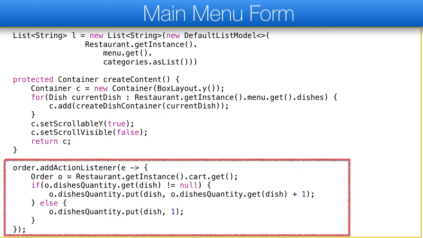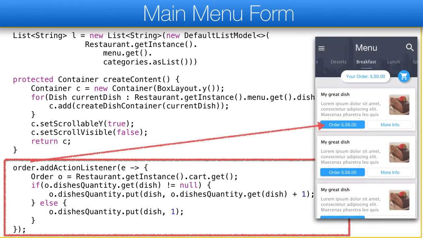The final part is the code which adds a dish. Order is the button you see here. It adds the item to the order total. Notice that we just put the dish into the order and update the quantity. Nothing else. The event handling code updates the subtotal of the order seamlessly.